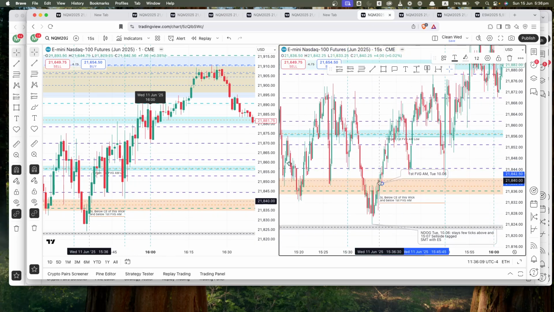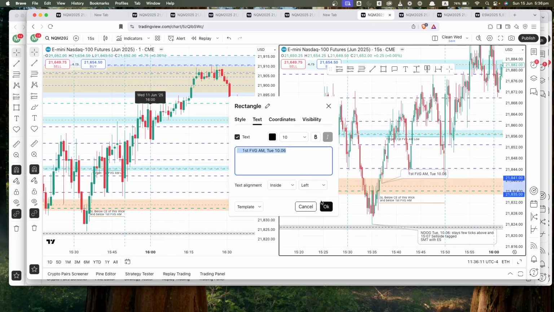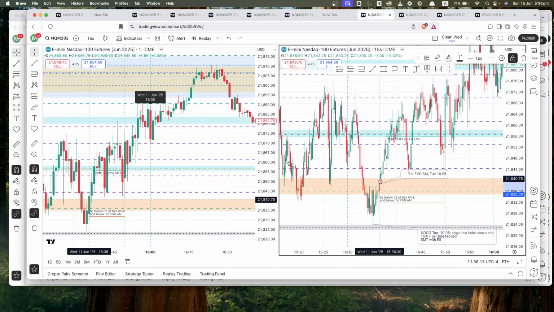So the entry could be here. Here is the first fair value gap from the AM session, where we have this small liquidity void. Stop loss could go below this first fair value gap, and to be a bit more careful, I added below the tail, the consequent encroachment from this candle, and then target this one. So it will be like 841 to 855. So it's around a 10 handle trade.